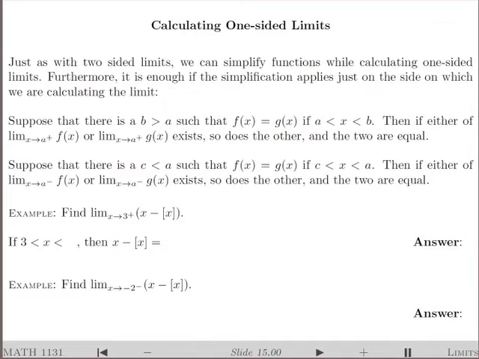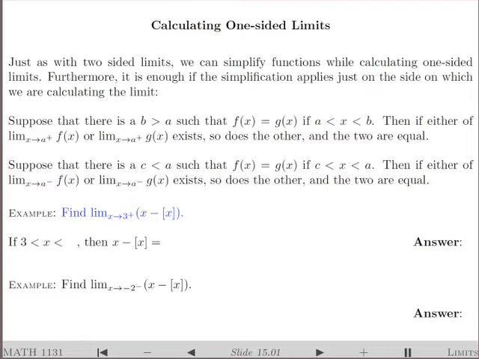The basic rules for limits also apply to one-sided limits. So they distribute over arithmetical operations as long as the result is defined. And it turns out we can do one more thing. When we simplify functions, it's enough to use rules which apply on only one side. This is especially useful when we have piecewise defined functions. So we look at examples of calculating one-sided limits with such functions.